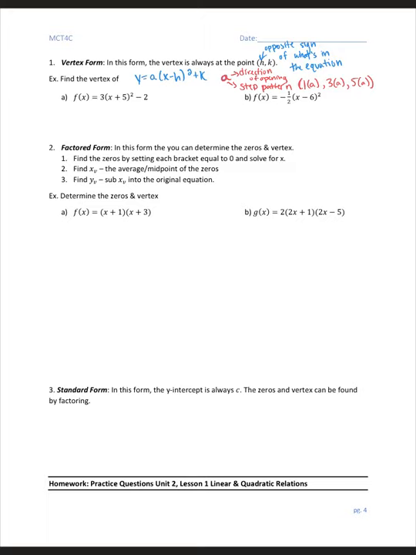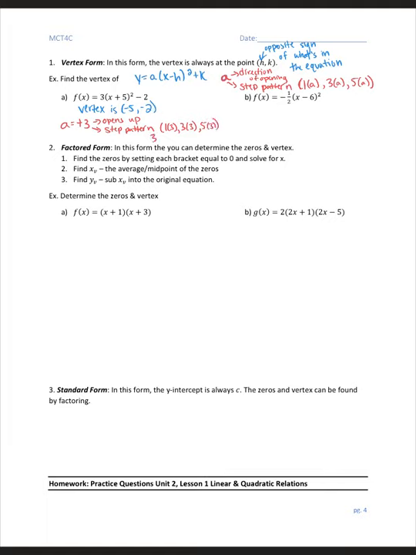So if we look at our first equation here, we have f of x equals 3 times (x plus 5) squared minus 2. So our vertex is going to be the 5 and the 2, but remember we have to take the opposite sign on the 5, so it's going to be (negative 5, negative 2). Our a value is a positive 3, so that's going to tell us that it opens up. And our step pattern is going to be 1 times our a value, 3 times our a value, and 5 times our a value.